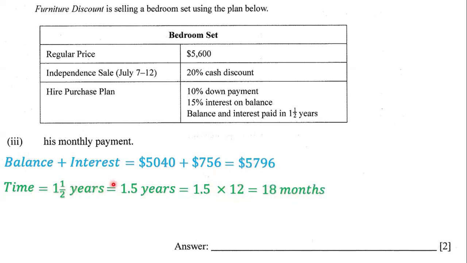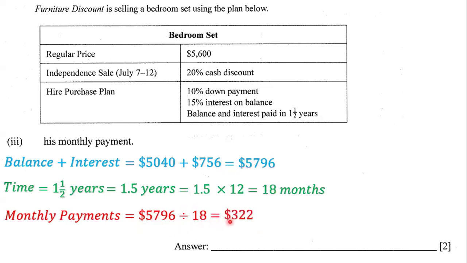And so we express our time in months. So he has to pay $5,796 in 18 months. If he has to pay that in 18 months, how much would he have to pay each month, right? That's the question, his monthly payment. So his monthly payment is going to be $5,796 divided by 18. And when we divide it, we get $322. And so that means his monthly payment is going to be $322. And that's the answer to this question.